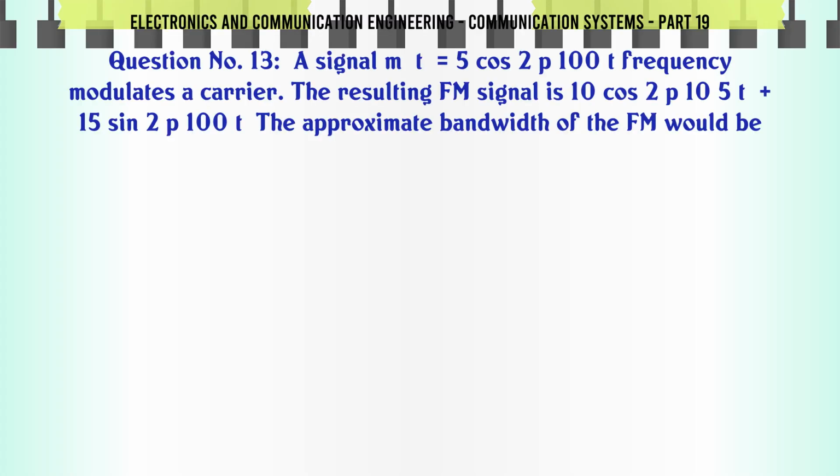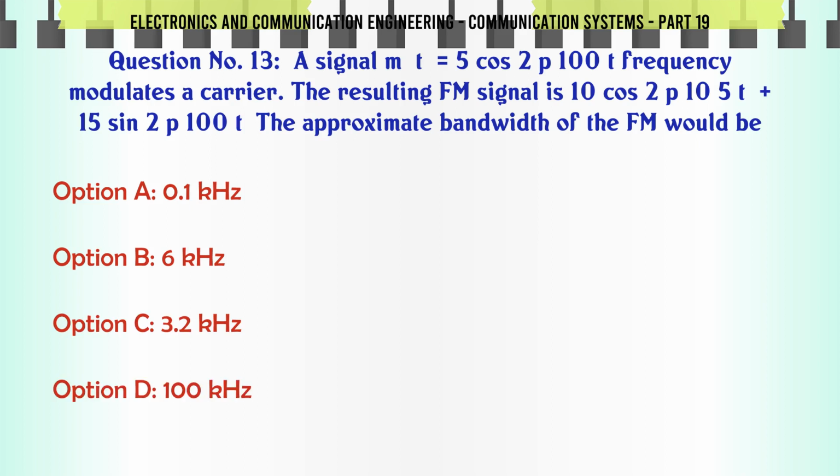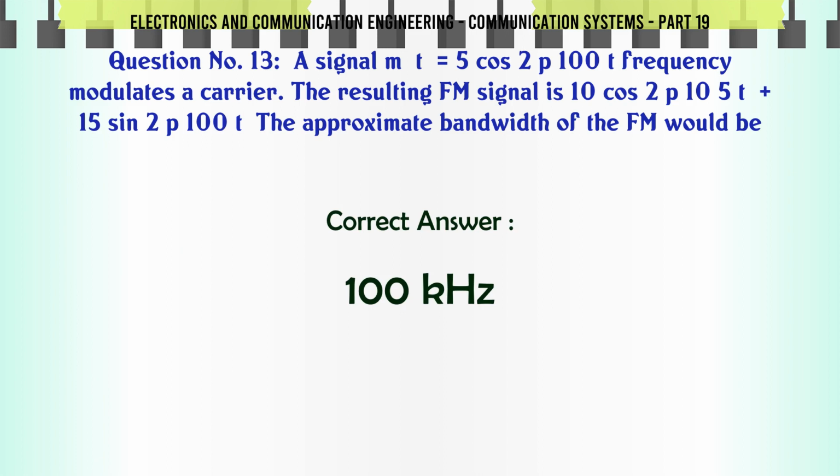A signal m(t) = 5 cos 2π 100t frequency modulates a carrier. The resulting FM signal is 10 cos(2π 10.5t + 15 sin 2π 100t). The approximate bandwidth of the FM would be A. 0.1 kHz, B. 6 kHz, C. 3.2 kHz, D. 100 kHz. The correct answer is 100 kHz.